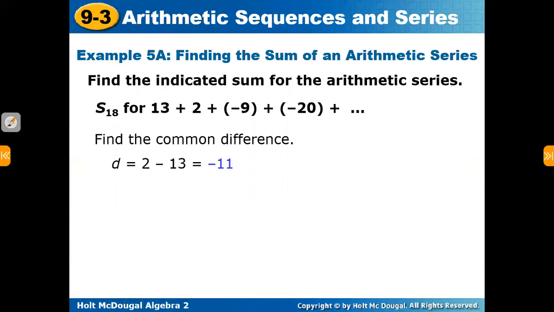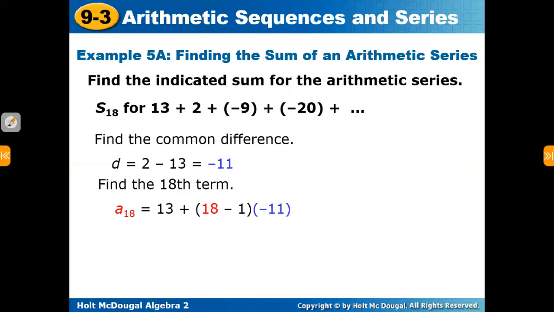So I know the common difference is second minus the first, so 2 minus 13, which is minus 11, and a18 will be 13 plus 18 minus 1 multiplied by minus 11, applying the general rule of an. The answer is minus 174.